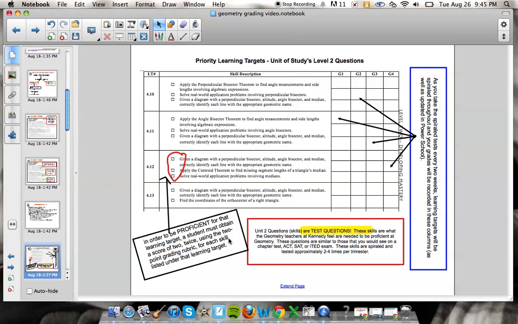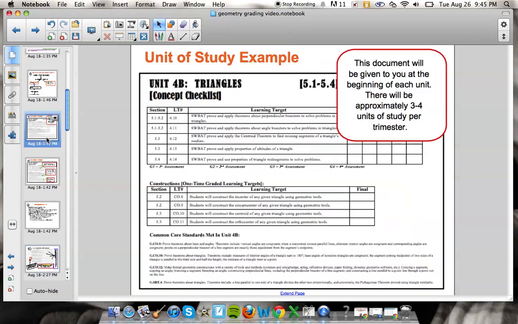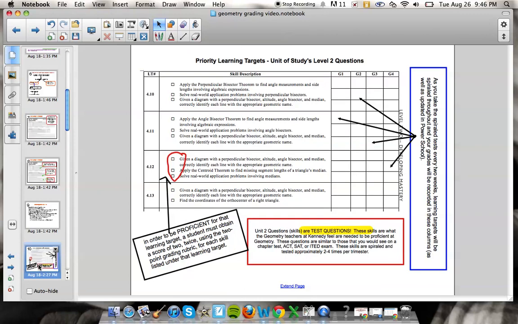So here is an example of a unit of study. So again, this is still that chapter or unit 4 that I showed you previously. I'll flip back to that really quick. So I showed you the unit of study example. So we had 5 priority learning targets in this unit of study. What each student will receive beyond this document is an even more detailed sheet. And these are all the skills under each learning target that they will need to know.